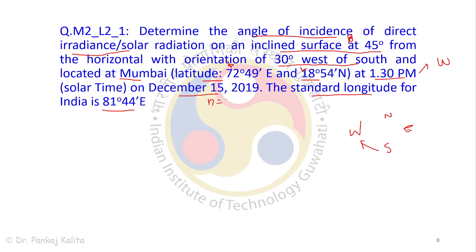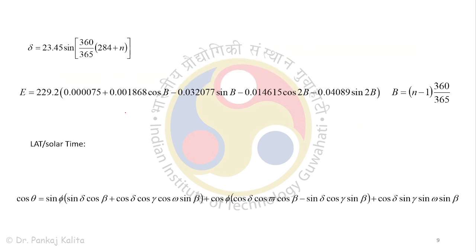The date is December 15. So starting from January 31 plus 28 plus 30, and so on up to December 15, you can calculate the n number. Now standard longitude is also given. So these are the parameters given in the question. Now the formula that we know, based on n we can calculate the declination angle, right? And based on n we can also calculate the B parameter. We have to think in a way how to approach a question: based on what parameters are given in the question, what parameters we can calculate from that. So we have to pay attention and think in that way.